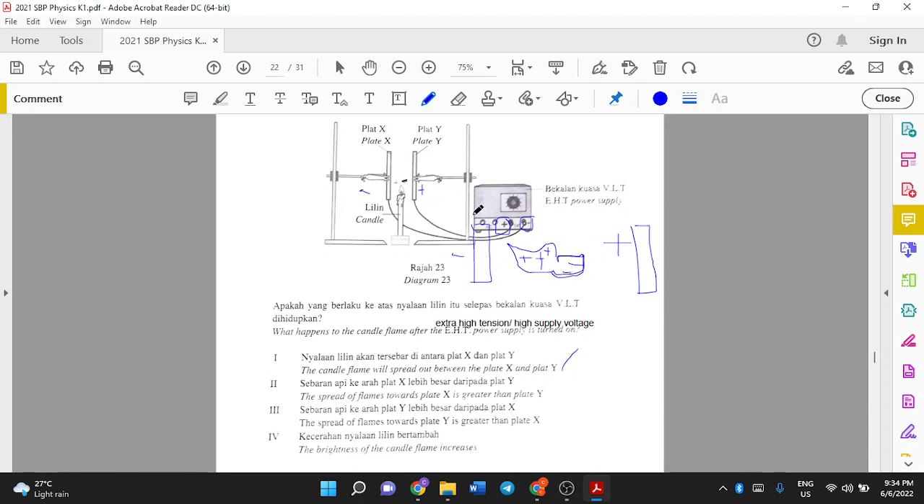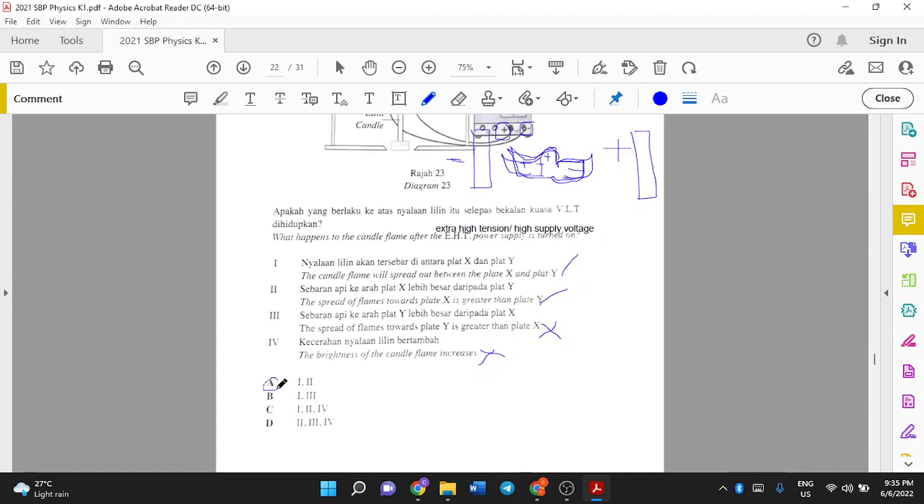Yes, this is true. As I mentioned just now, it will spread in both directions. The spread of flames towards plate X is greater than plate Y. Yes, because this is the negative plate, the positive ions are attracted towards it, and the positive ions are heavier, so they will occupy a larger portion. So this is also true. The spread of flames towards plate Y is greater than plate X. No, because these are negative ions, which are lighter, so they will occupy a smaller portion. The brightness of the flame increases. No, it will remain unchanged. So the answer you have is A, 1 and 2.